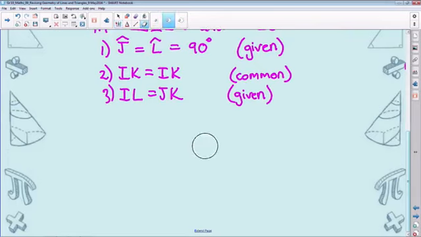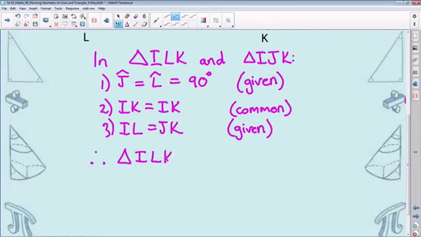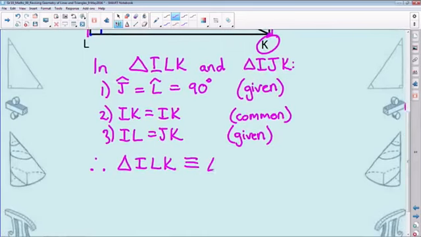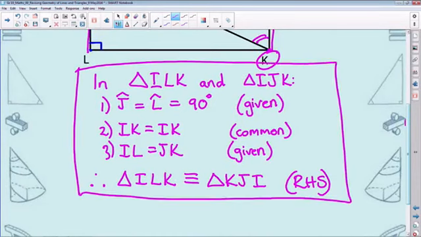So now that I've done all of that, I need to state the obvious. I need to say, therefore, triangle ILK is congruent. Do you see how there are three lines in an equal sign form to show congruency? Now I went from the I along the shortest line to the L. So that means on this side I need to go from the K to the J because it must be in the same order. If that angle is equal to that angle, then I need to have I first and K first in the way I label the triangle. So triangle IKJ, because J was the right angle, and I. And what's my reason? RHS. So you must prove congruency using this method.